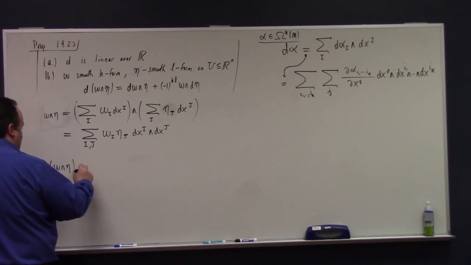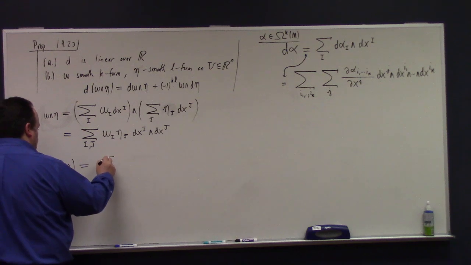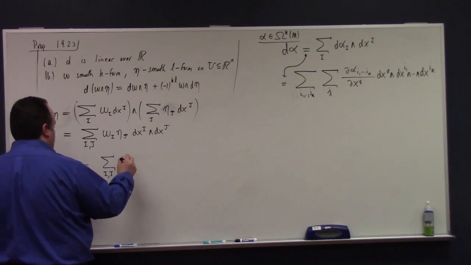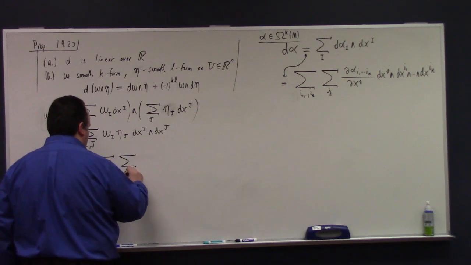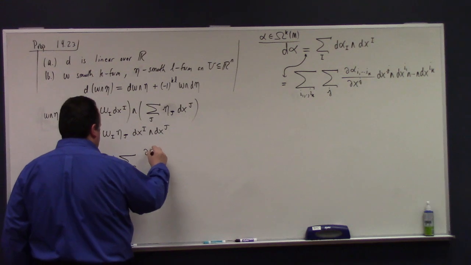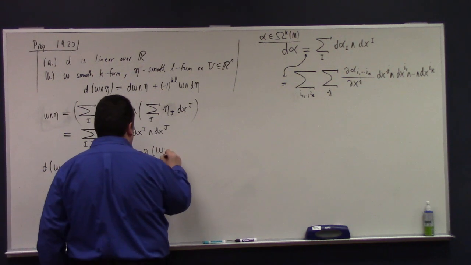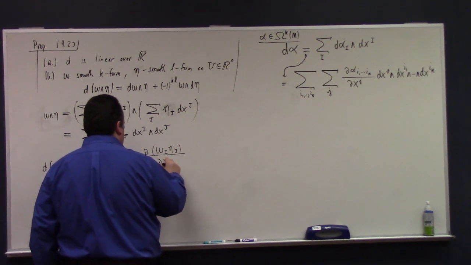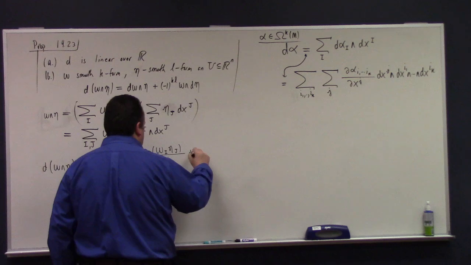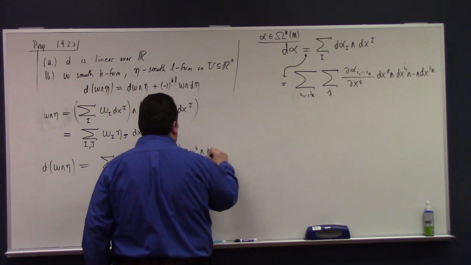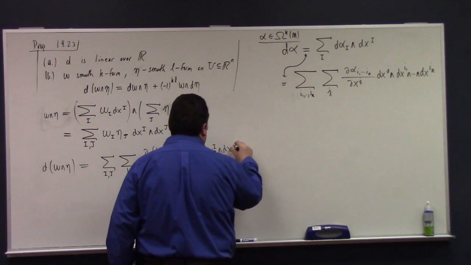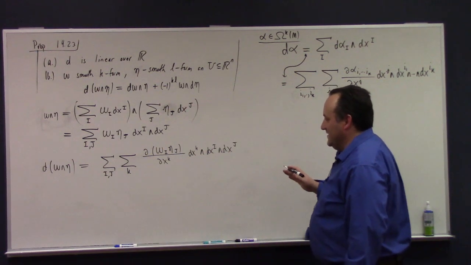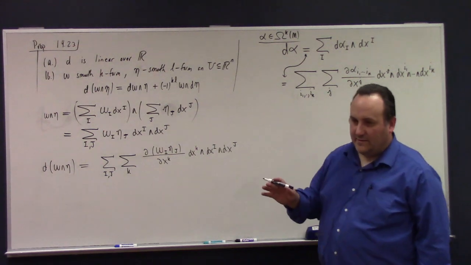Omega wedge eta is going to be what? It's the sum over I and j, and then I've got, let's say, the sum over k of partial omega I eta j, partial xk, dxk wedge dxi wedge dxj. So I'm keeping my multi-indices to avoid a lot of writing here.